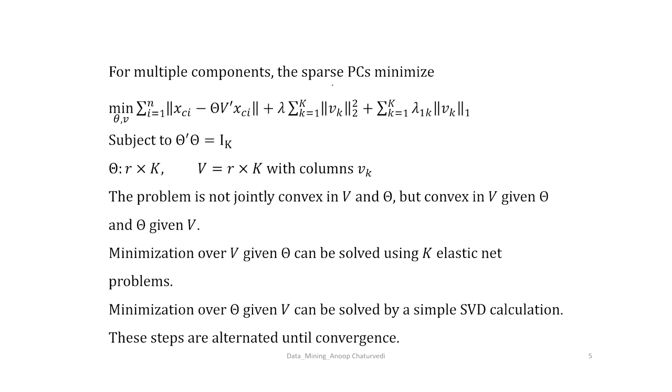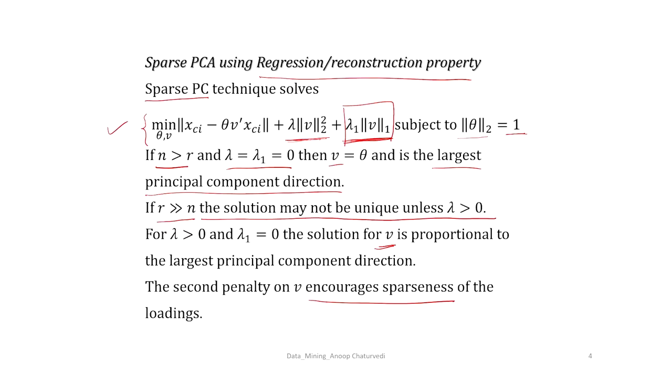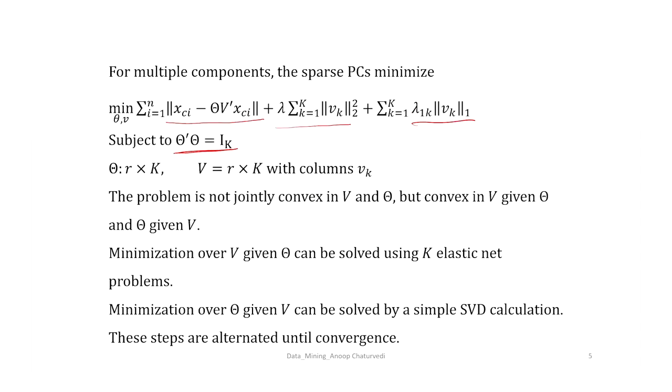Now, for multiple components, the sparse principal components minimize, we take the minimum over theta and V, summation i equal to 1 to n, norm of x_i minus theta V transpose x_i, plus lambda summation k equal to 1 to capital K, L2 norm of V_k, plus summation k equal to 1 to capital K, lambda_1k times L1 norm of V_k, subject to the restriction that theta transpose theta is equal to I_k. We just rewrite this problem using multiple components. Here theta is not a vector, it is a matrix of order r cross k, and V is also r cross k with columns V_k.